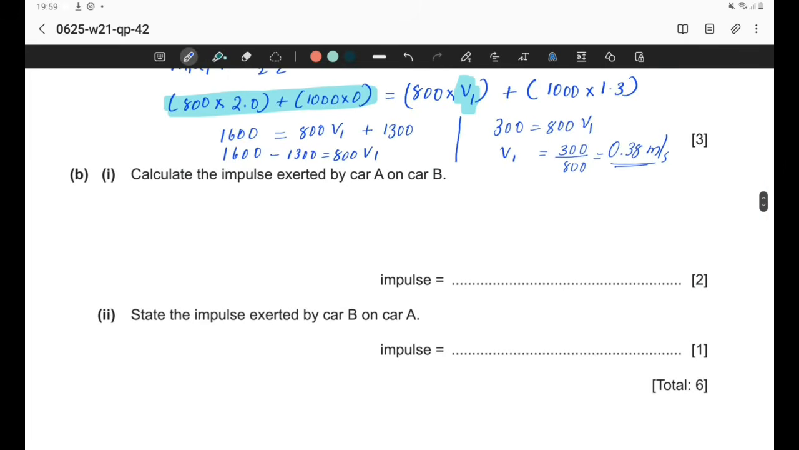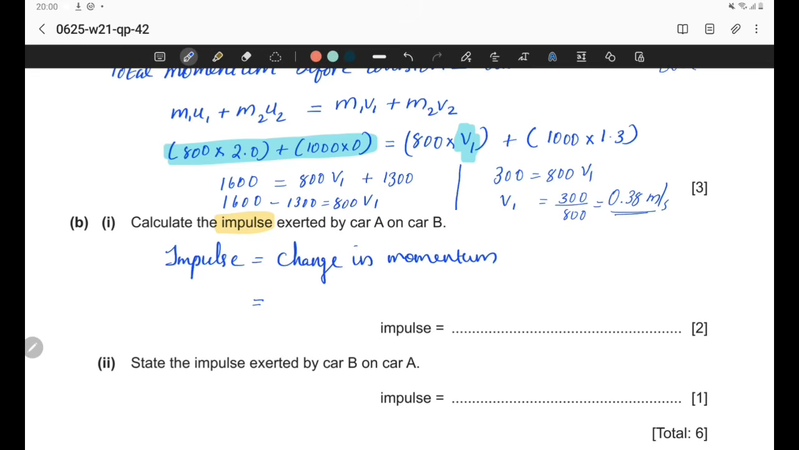Part B, calculate the impulse exerted by car A on car B. So here we can use the equation: impulse is change in momentum. The final momentum of car A is 1300 and the initial momentum of car A is 0 as it was stationary. So the change in momentum is 1300. So the answer is 1300, and since it is impulse, its unit is newton second.